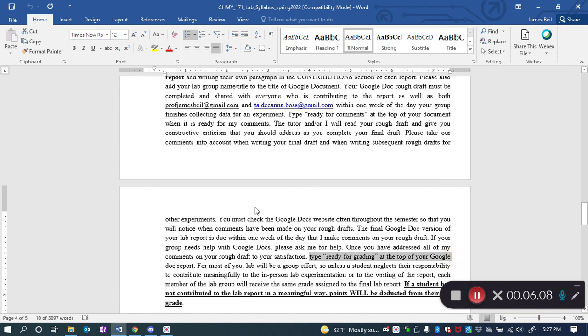So as long as everyone in your group has significantly contributed to planning the lab experiment, running the experiments, and writing the lab report, and if you addressed all my comments on your rough draft, you should end up with quite a good grade on your final lab report. And that will really help you since the lab makes up 20% of your overall grade.